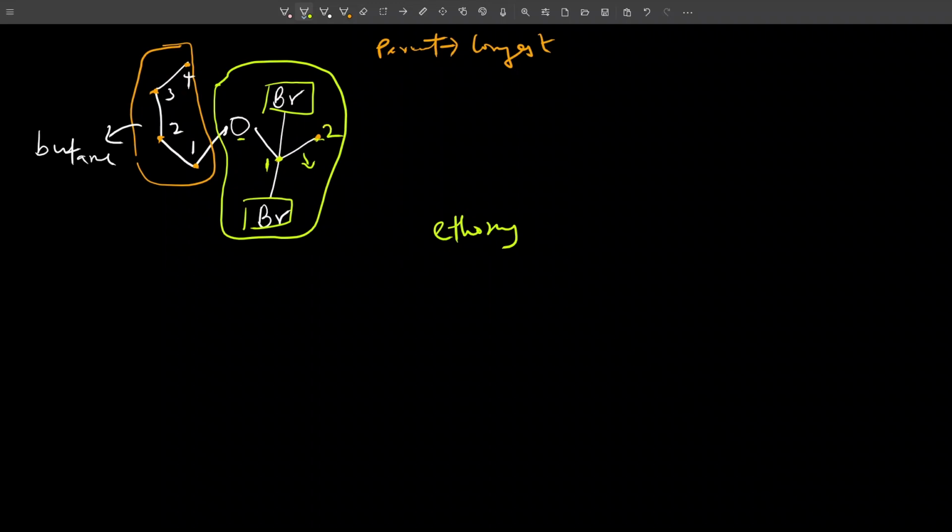Where are the bromines on? They're on 1 and 1. So we say 1 1 dibromo ethoxy. There's not much space. This here is the name of the substituent attached to the parent. So we add the parent at the back, it becomes butane. So the name of this compound is 1 1 dibromoethoxybutane. But now my substituent is on the first carbon, so we put a 1 outside. So it becomes 1 (1 1 dibromoethoxy)butane.